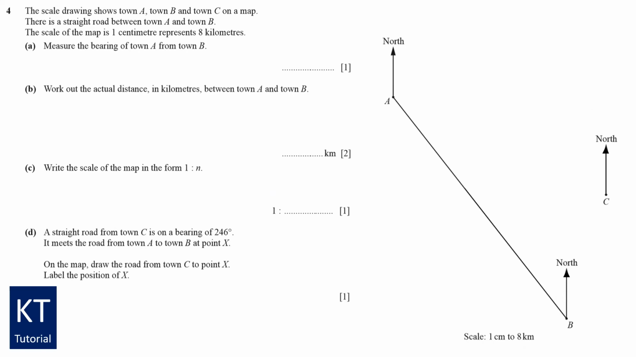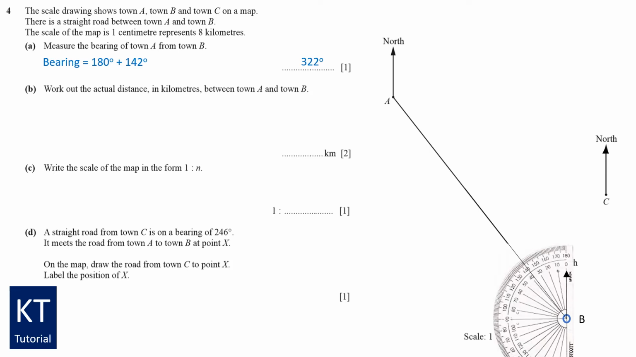Question 4. The scale drawing shows town A, town B, and town C on a map. There is a straight line between town A and town B. The scale of the map is 1 centimeter representing 8 kilometers. Measure the bearing of town A from town B. This measurement is obtained using a protractor. Next, work out the actual distance in kilometers between town A and town B. As this is in digital form, the method to obtain the required answer is to multiply the measurement in centimeters by 8. Next, write the scale of the map in the form of 1 to n. The ratio is 1 to 800,000.